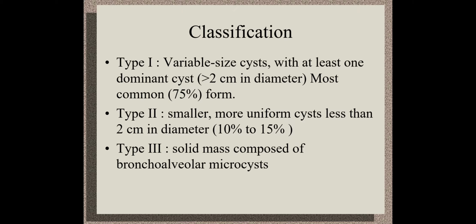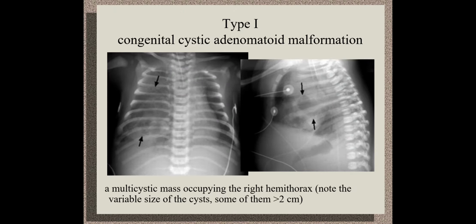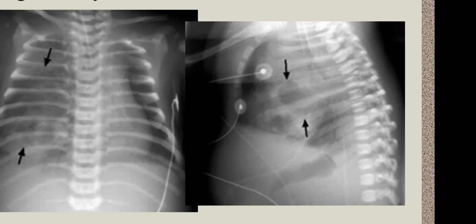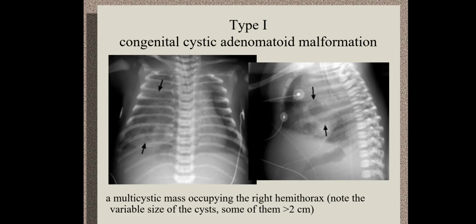Classification: we have type 1, variable sized cysts with at least one dominant cyst more than 2 cm. Type 2, smaller, more uniform cysts less than 2 cm in diameter. And type 3, a solid mass composed of bronchoalveolar microcysts. Congenital cystic adenomatoid malformation type 1: this is an example showing multicystic lesions in the right hemithorax, with variable size cysts, some of them more than 2 cm.